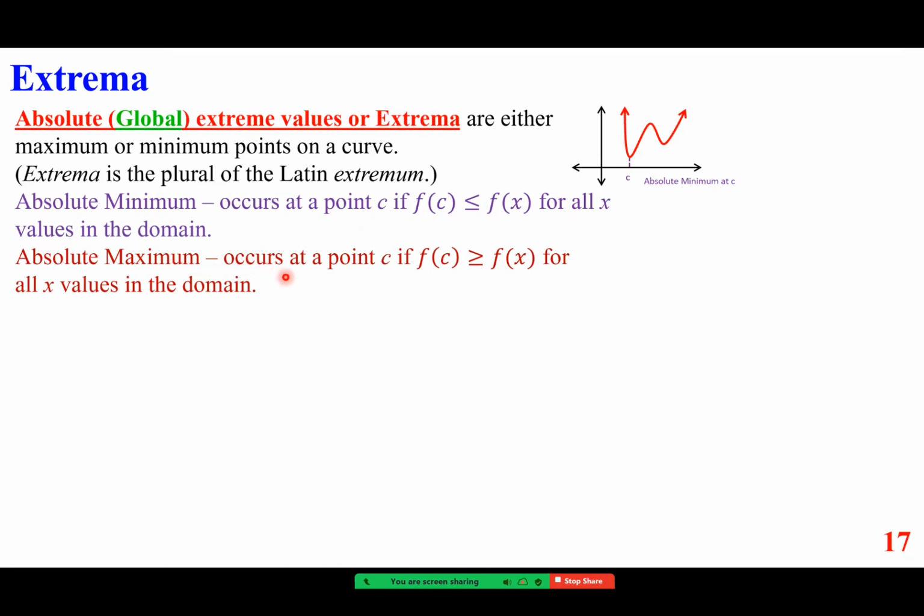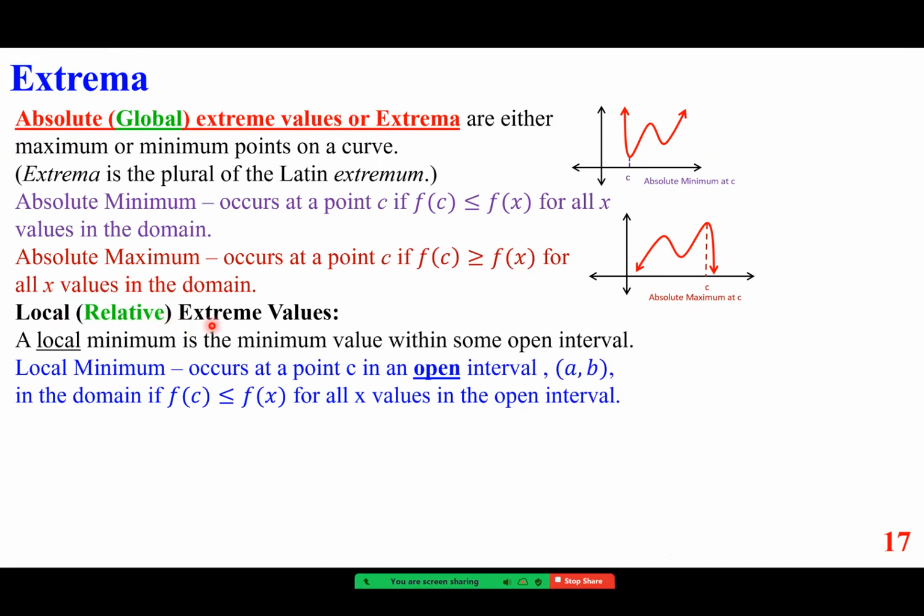Absolute max occurs at the point c if f of c is larger than or equal to f of x for all x values in the domain. So local max, local min, local max. This local max is also an absolute max because no other point has a larger y coordinate.